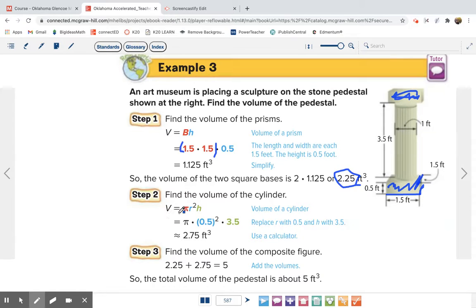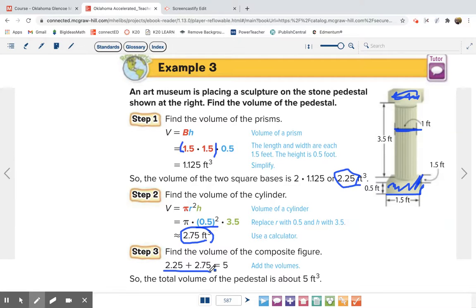So we know volume of a cylinder is pi r squared h, because it's a circle on bottom. The radius is halfway across. They give us the diameter. All the way across is 1 foot, so halfway across is 0.5. That's your radius, and the height of the cylinder is 3.5. So we have to do 0.5 squared, because that is my r squared, then times 3.5, then times pi. So we get about 2.75 cubic feet.